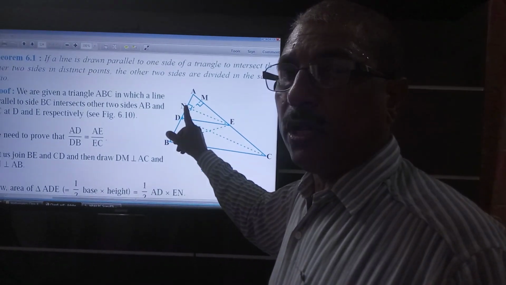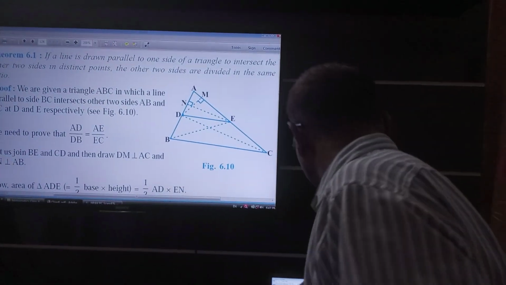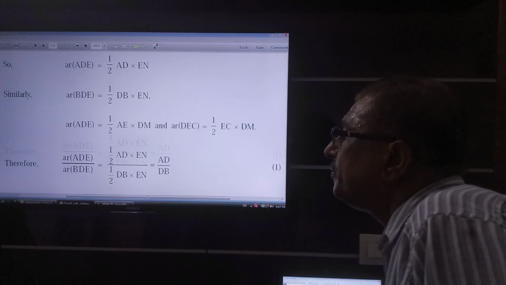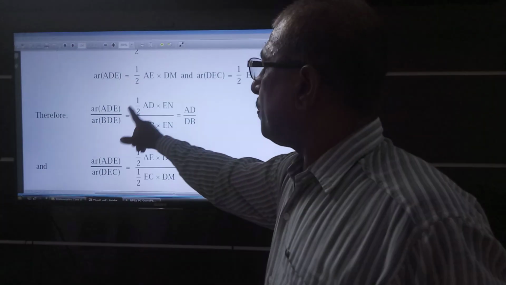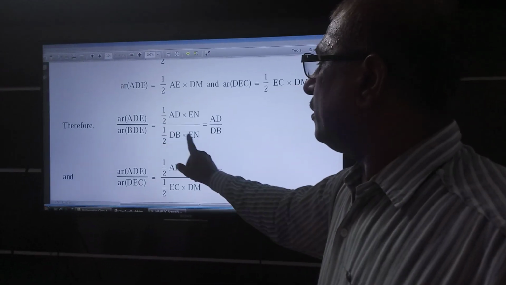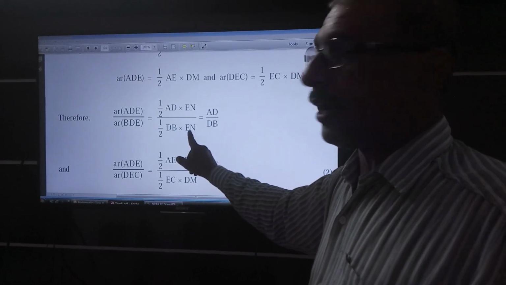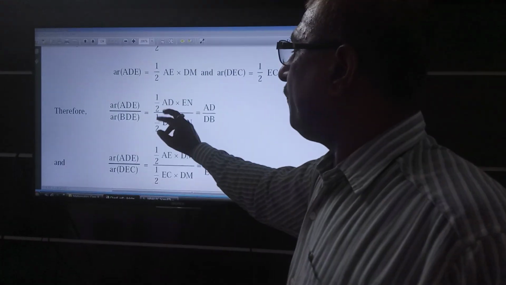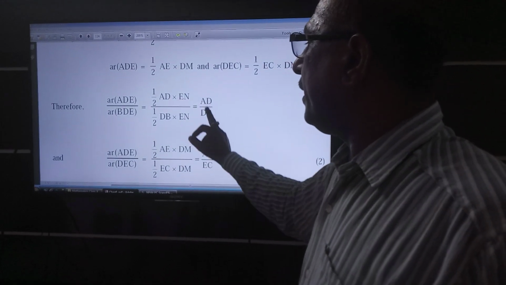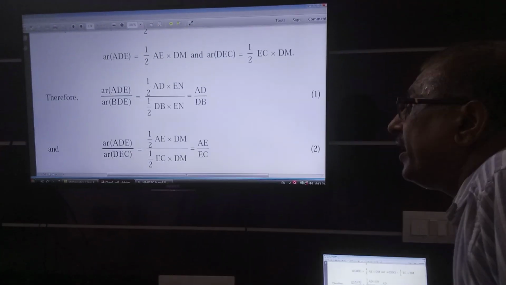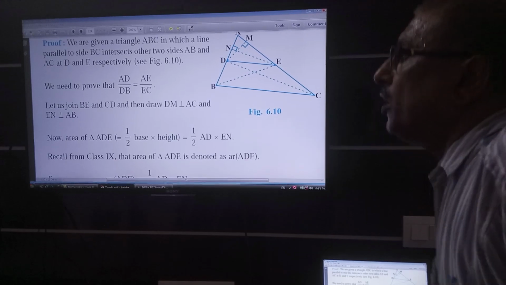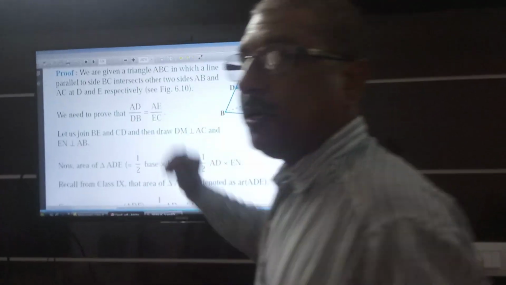So this is the perpendicular. So just calculate the area. What will you get, children? Can you see? Now see this part. 1 upon 2 cancelled. EN and EN cancel. I will explain: this perpendicular is the same for both the triangles. So these two are cancelled. So you are left with only AD and DB, which is the left hand side of the theorem which you have to prove. Can you see, children? AD and DB.